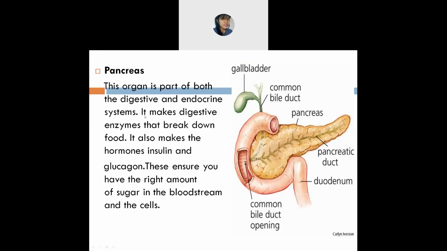Okay, the pancreas is also a gland, which you find in both the digestive system as well as the endocrine system. And what will this pancreas do? They release hormones called insulin and glucagon.